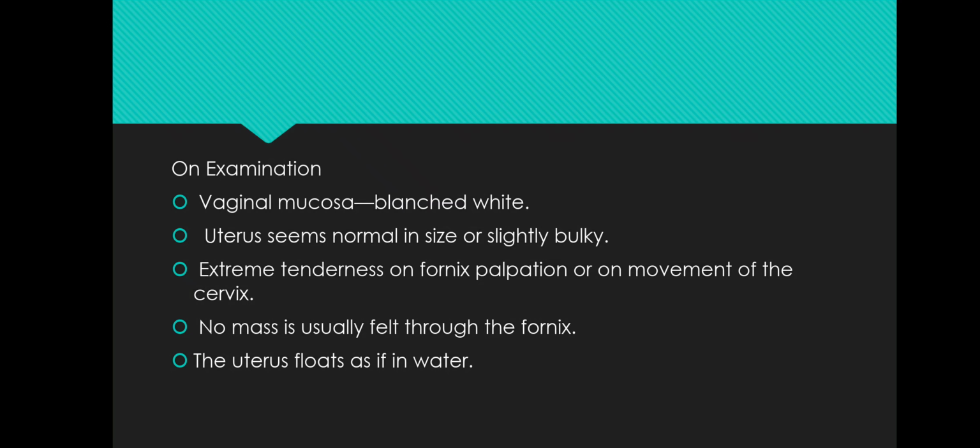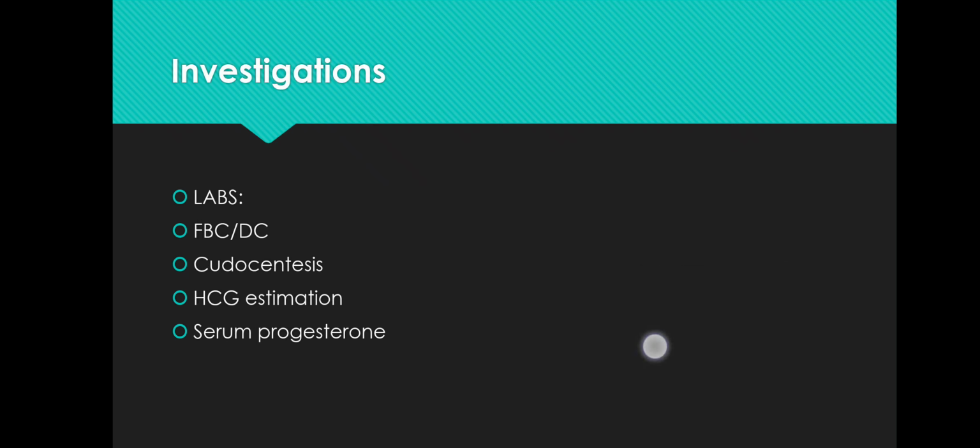Then the mucosa of the vagina may look blanched white. Then the uterus seems normal in size or slightly bulky. It may just look normal, slightly bulky. Then extreme tenderness on fornix palpation or on movement of the cervix. There may be tenderness. No mass is usually felt through the fornix. Then the uterus floats as if it is in water. That is another examination finding.